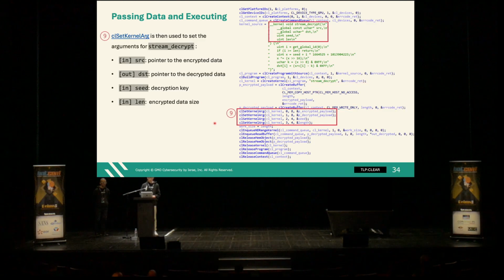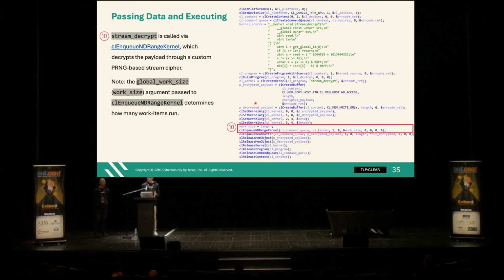Next, the arguments are set up for the kernel itself so it can be called later. For example, you can see you've got the source, which is a pointer to the encrypted data, destination, a pointer to the decrypted data, the seed, and then the encrypted data size. These match the kernel source to the API calls down here.